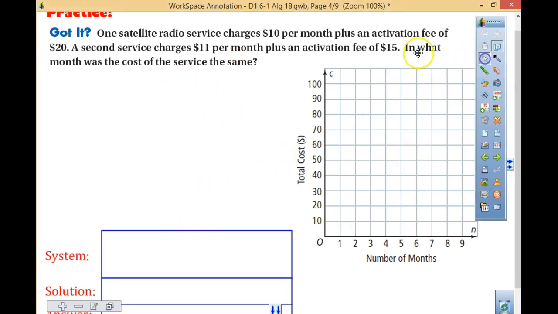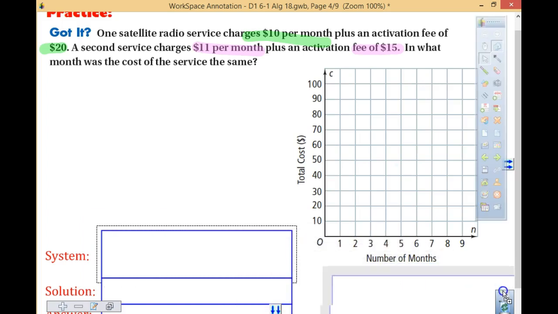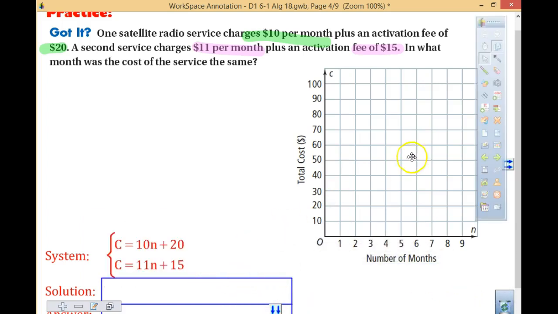So when we take a look at our equations, we are looking at satellite system 1, which gives us information that says $10 a month, but an activation fee of $20. The second company charges $11 a month and starts at $15. What is the 15 and 20 in our equations? The y-intercept. And the 10 and the 11 are our slopes. So, could we write it this way with c being equal to 10n plus 20 and c equal to 11n plus 15? Hopefully that makes sense to you.